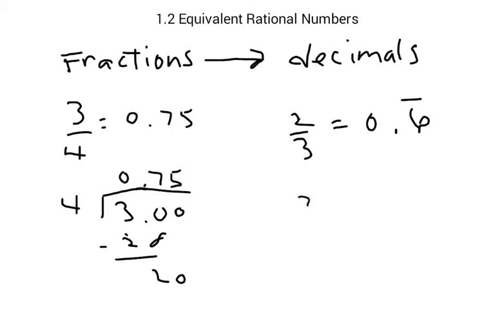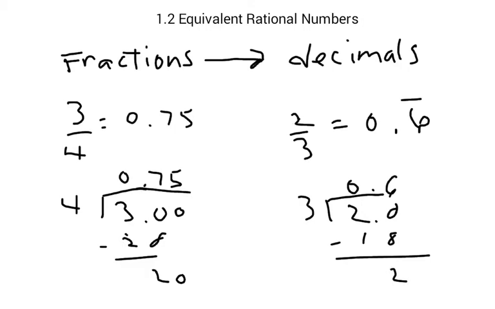So again, we follow the same rule. It's 3 divided into 2. Goes 0 times. Annex a 0. And we're going to bring the decimal straight up. Goes in 6 times. Subtract, and we get another 2, and you can see what's going to happen. We can annex another 0, and we keep getting 6s. So 2/3 is 0.6 repeating.